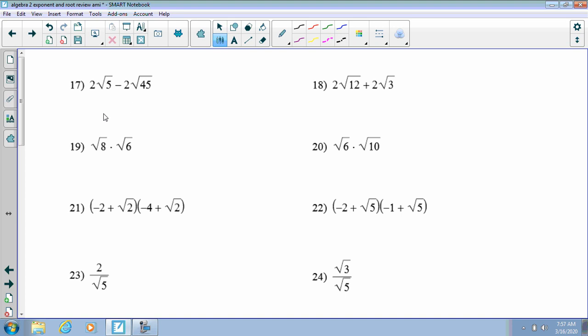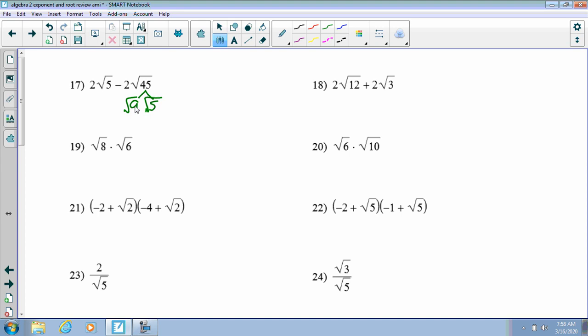Alright, if you see on 17, they don't have the same number underneath the square root, so we might have to decide what we need to do with this 45. Let's see, 45. Is there a perfect square in 45? I'm just going to go backwards. 36, no. 25, no. 16, no. 9, yeah, 9 goes into 45. So that's 9 and 5. Okay.